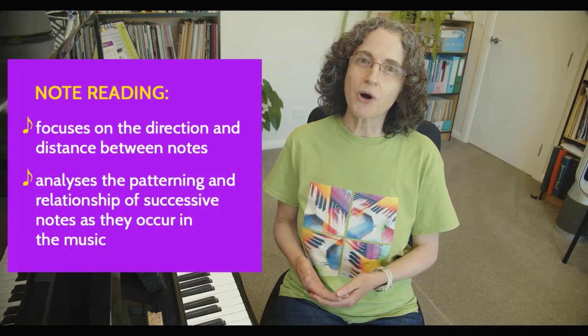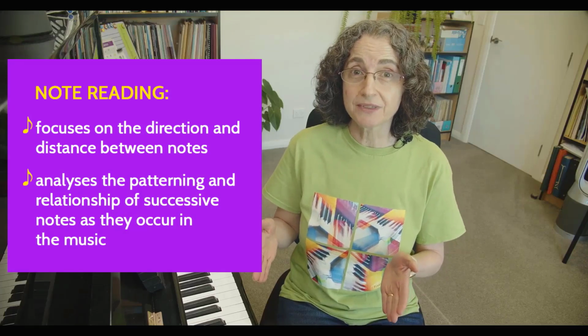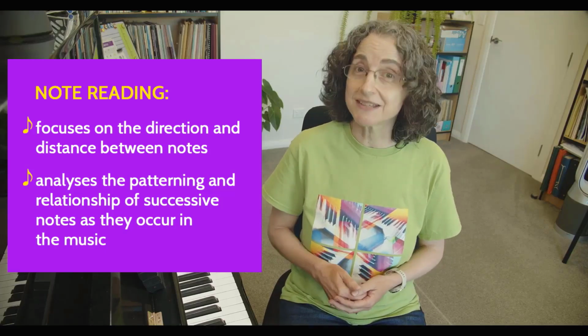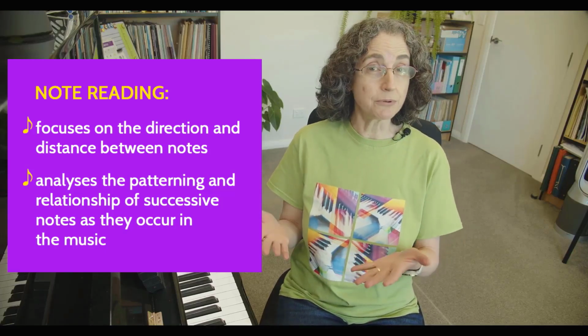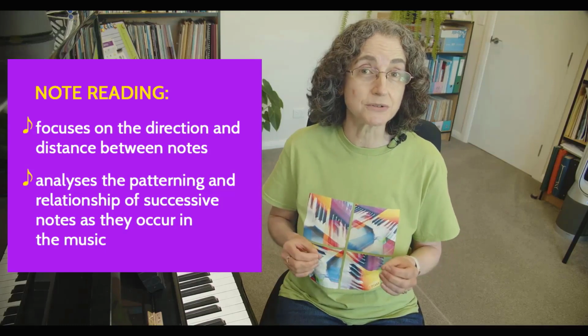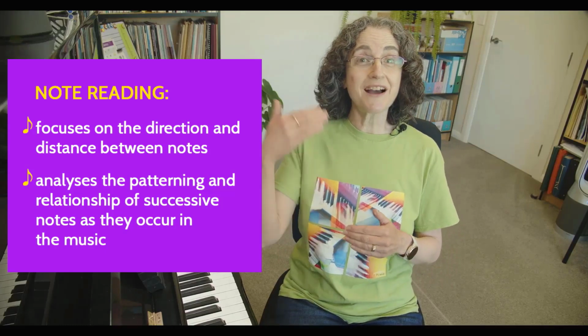It may surprise you, but you don't need to know the letter name of every single note before you play it. If you're doing this as you're playing, you're note naming rather than note reading. It's a subtle distinction. Note naming tends to analyse notes on an individual, discrete basis, whereas note reading focuses more on the direction and distance between notes. In other words, you're analysing the patterning and relationship of successive notes as they occur in the music. For example, do the notes move by step or skip, or is the interval, the distance between two notes, larger? Are the notes getting higher or lower?